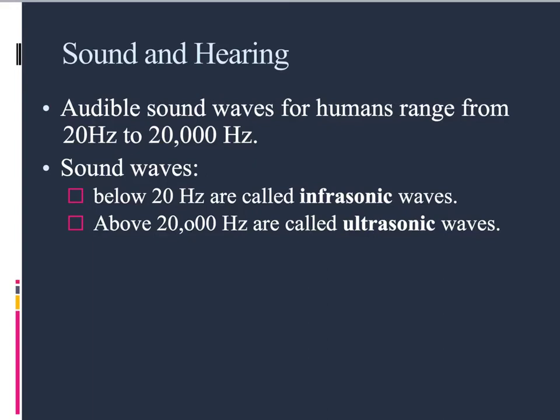Sound waves below 20 hertz are called infrasonic. If they're below what we can hear, they are infrasonic. Sonic is just a word we use connecting to sound. This is a good word to become familiar with. Waves above 20,000 hertz are called ultrasonic. So we have infrasonic and ultrasonic, and these would be ones above and below what we can hear.